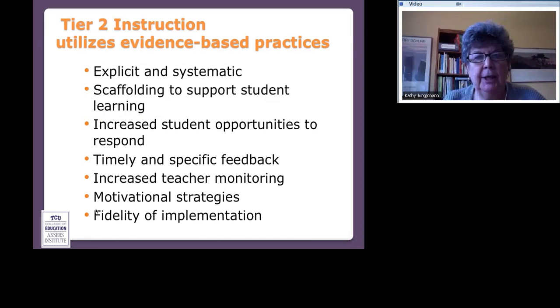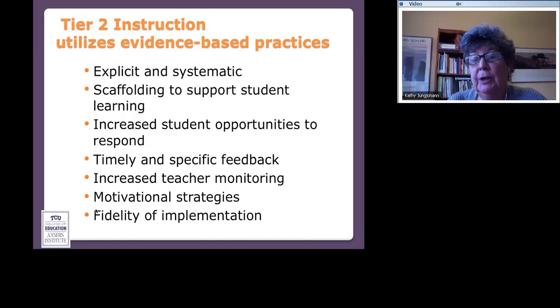Tier 2 instruction should utilize evidence-based practices. And Dr. Archer talked about explicit and systematic instruction, the idea of scaffolding to support student learning, how Tier 2 allows for increased student opportunities to respond, which makes sense if students are in smaller groups. The instruction in Tier 2 should include timely and specific feedback. This is both positive feedback and corrective feedback for students.